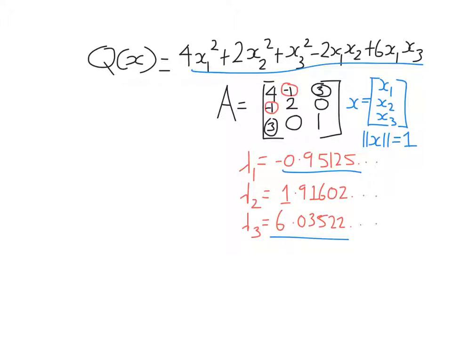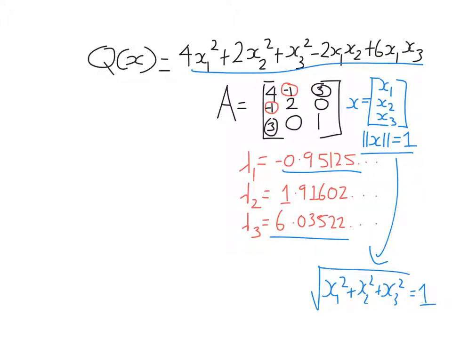Once again, that's subject to this constraint, which is the same as saying that the square root of x1 squared plus x2 squared plus x3 squared is equal to 1. So if I substitute in 3 values for x1, x2, x3 such that this is equal to 1, the maximum value of this expression is going to be just over 6, and the minimum value just under 0.9.